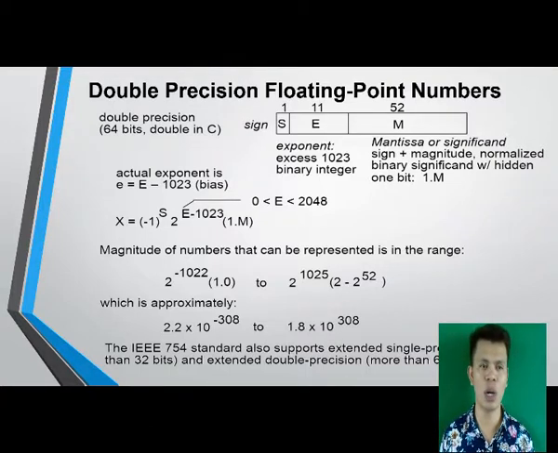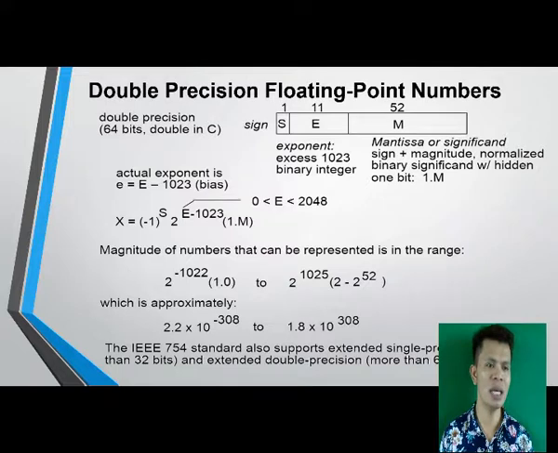X is equal to negative 1 to the sign, times 2 to the exponent minus 1023, times 1 point the mantissa. The magnitude for numbers that can be represented is in the range of 2 to the negative 1022, mantissa is 1, up to 2 to the positive 1023 times 2 minus 2 to the negative 52, which is approximately 2.2 times 10 to the negative 308, or 1.8 times 10 to the positive 308.